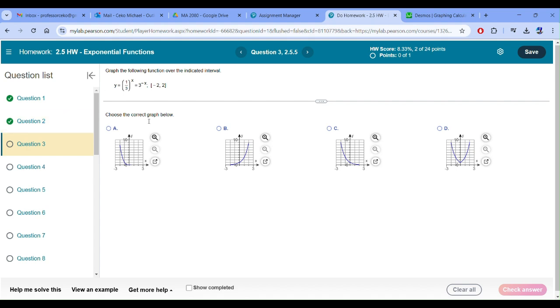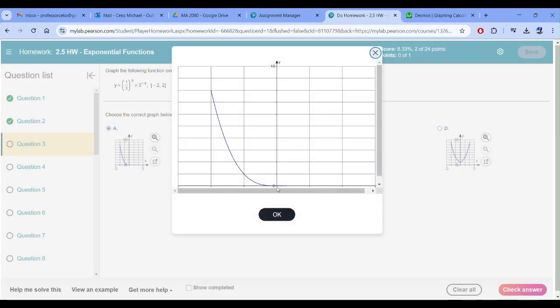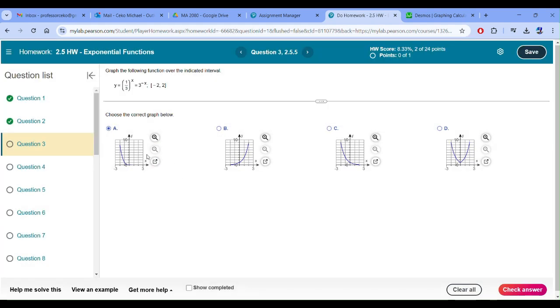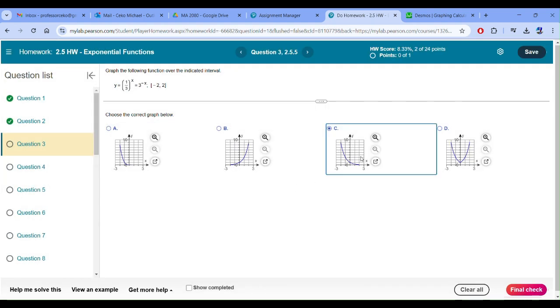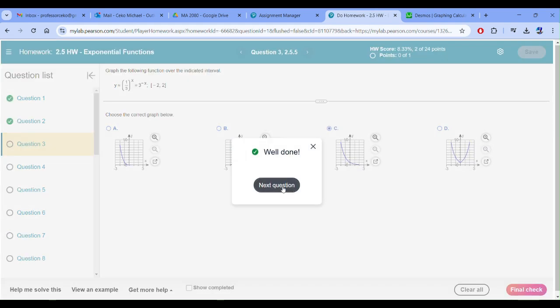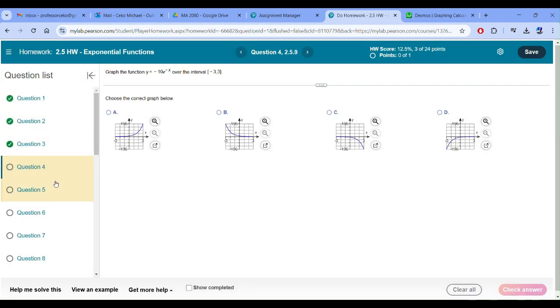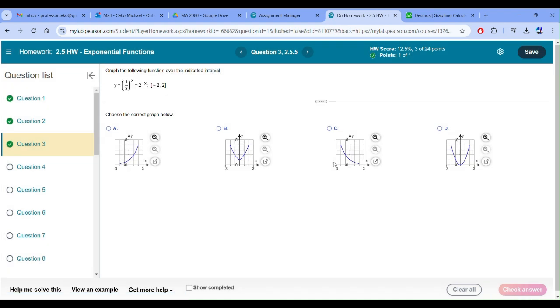All right, (1/3) to the x should be coming down. It should be going through the point -1, 3. That looks like this one. -1, I'm going to guess that's going to be -1, 3. No. So then it has to be this one. What point did I not go through? Oh, I missed it. Between these two, it's obviously this one.